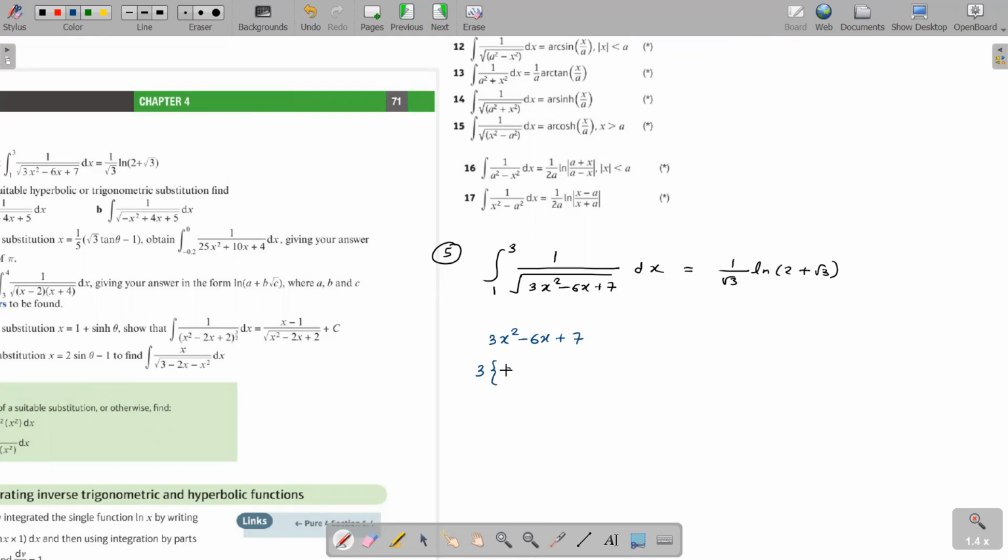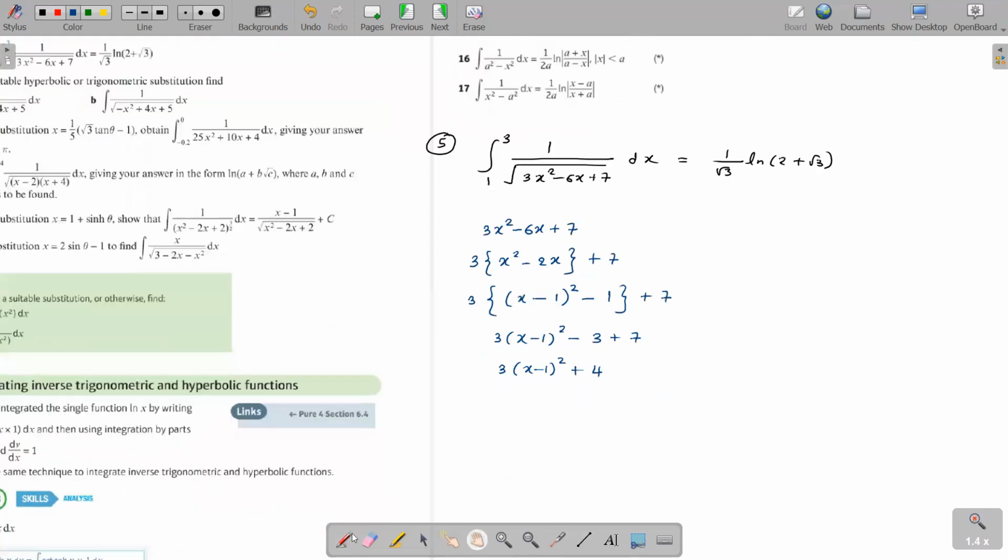So when you take 3 out, I get x squared minus, not minus 2x, because we divide by 3, right? Now we can complete the square. So x minus half of 2 is 1, squared, minus the square of 1 is 1, and outside there's 1. Is it okay? 3 times (x minus 1) squared minus 3 plus 7. I end up getting 3 times (x minus 1) squared plus 4, since minus 3 plus 7 is plus 4. Do you agree with me?